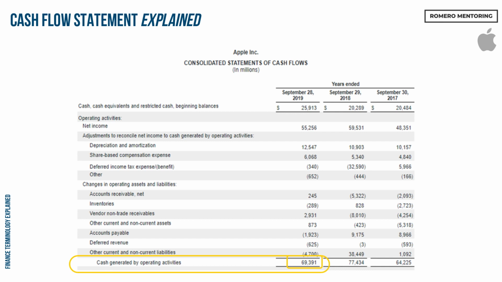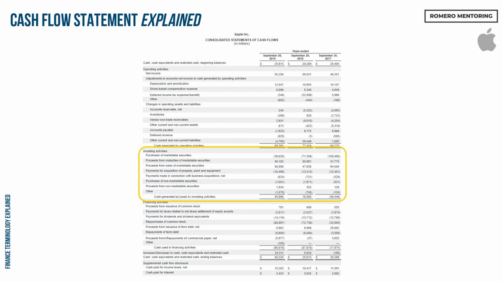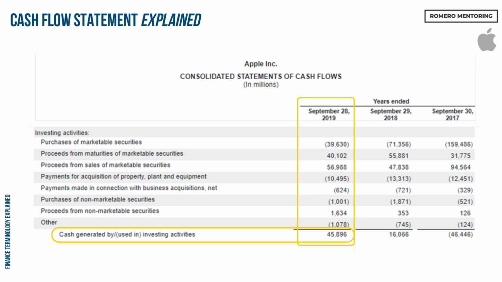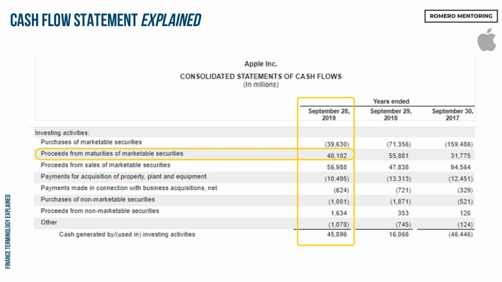And of course, you can compare this with other previous years, 2018 and 2017, and you can see that Apple, from an operating standpoint, is generating positive cash flow. Let's look at the second part, the investing activity section. You'll see that for the period of 2019, Apple generated $45.8 billion in cash flow from investing activity. But upon closer examination, you'll see that the cash flow really came from the proceeds of maturities in marketable securities and also the proceeds of sales in marketable security.